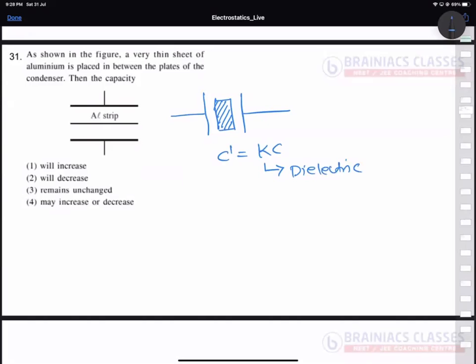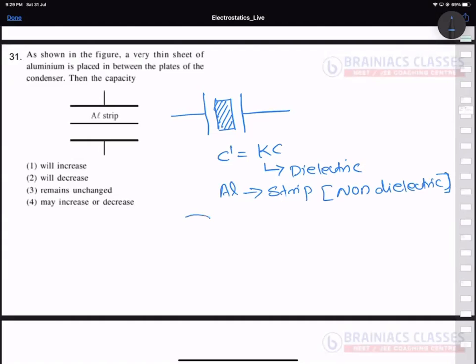Here it is given as an aluminium strip. Aluminium strip is a non-dielectric. Since aluminium is a metal, it's a conductor. Therefore, the electric field inside will become zero.